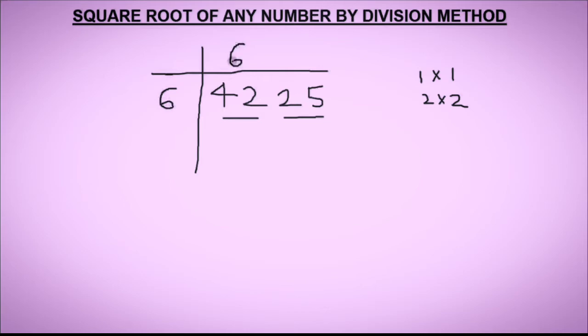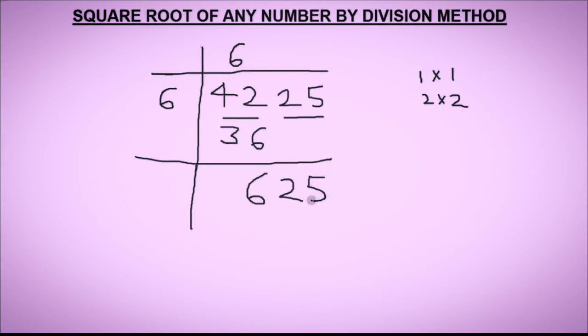So now we are going to write 6 at these two places and 36 over here. After doing subtraction, 42 minus 36 will give you 6, right? Then we will copy this pair here. Now 625 is our new dividend. Now the addition of these two numbers, or we can say twice the divisor, should be written over here.